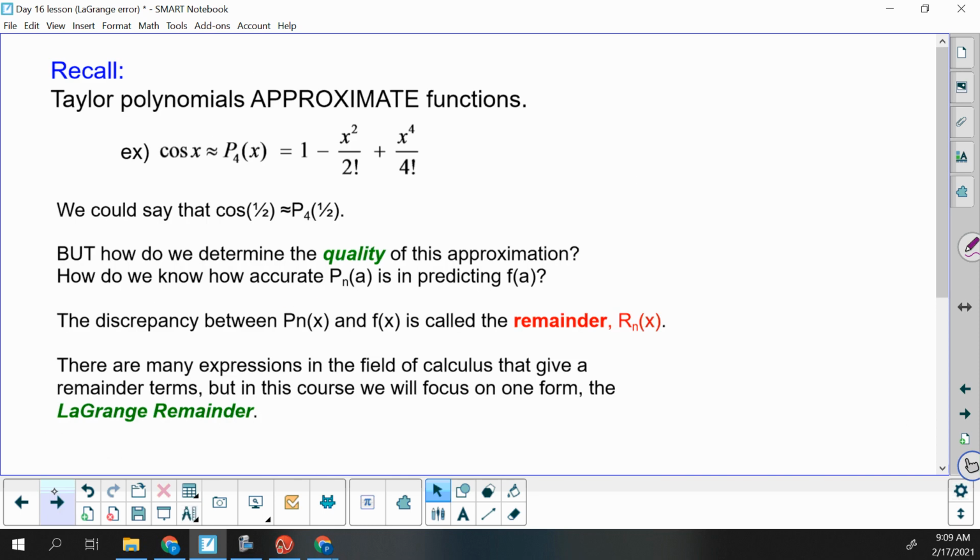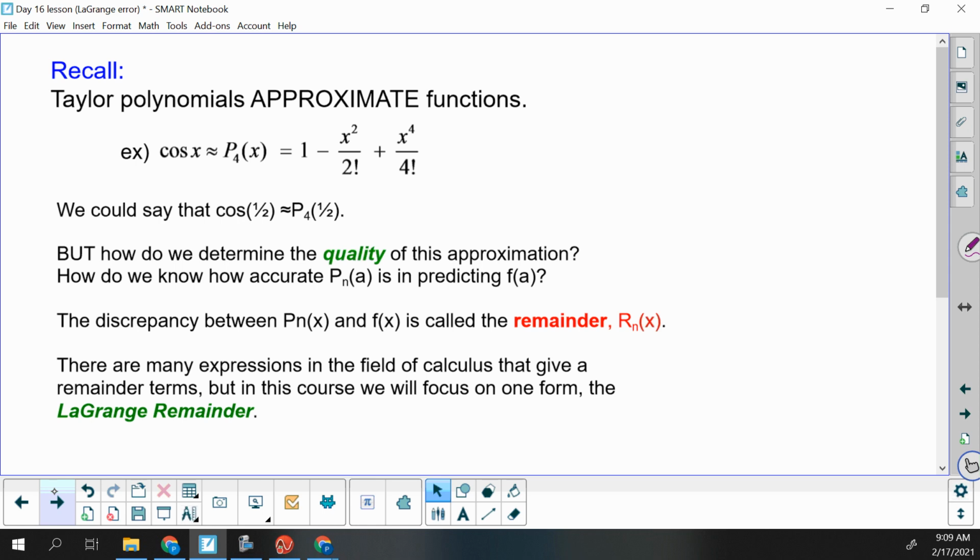All right, so our topic for today is Lagrange error bound. It tends to be a challenging topic, so we will spend 2 days on it. So an idea with Taylor polynomials is they approximate our functions. So if you have a fourth degree Taylor polynomial for cosine there, cosine of 1/2 is approximately what we would get when we sub in 1/2 for that fourth degree Taylor polynomial. So it's an approximation. How do we know how good that approximation is?